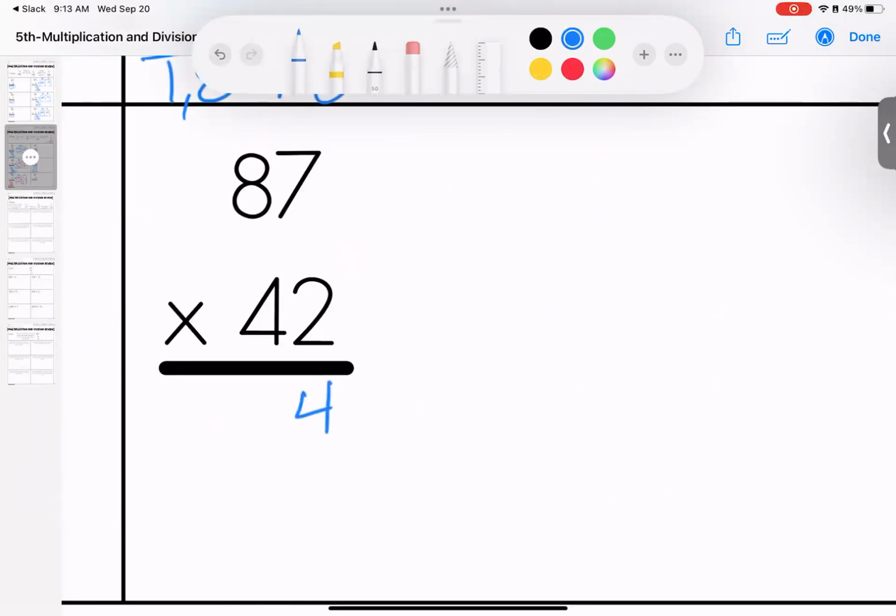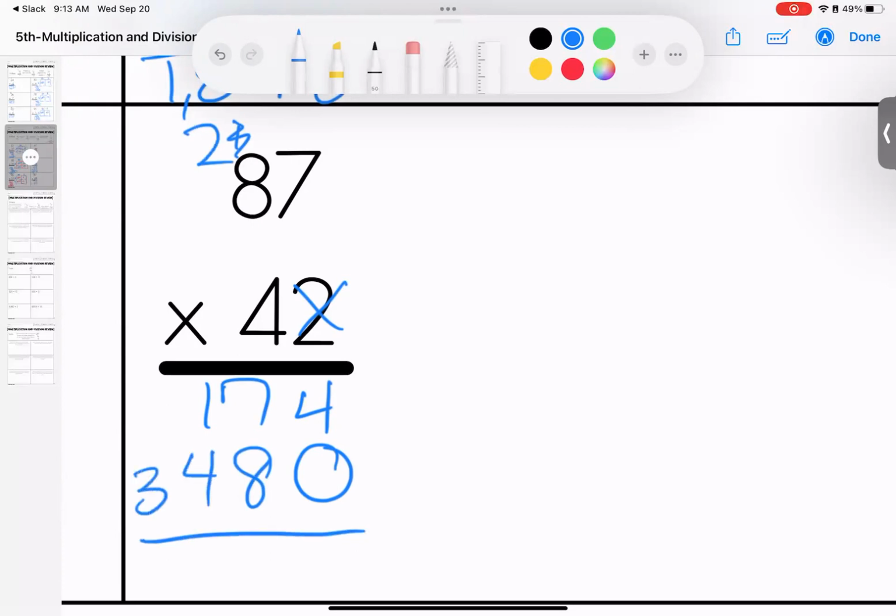All right, last one on this page, doing it traditional. 7 and 2 is 14. 2 and 8 is 16. Add 1 is 17. Close out the ones place. 4 times 7 is 28. 8 times 4 is 32. Add 2 is 34. We have a 4. We have 15. We have 6 and 3.